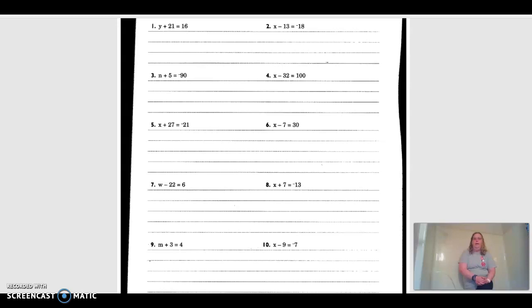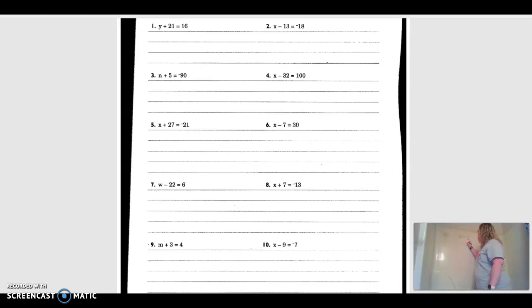Here we go. All right, so this assignment is just meant to be a review of solving one-step equations involving addition and subtraction. So the one thing that you need to remember is when you have addition or subtraction, they undo each other. So addition undoes subtraction, subtraction undoes addition.